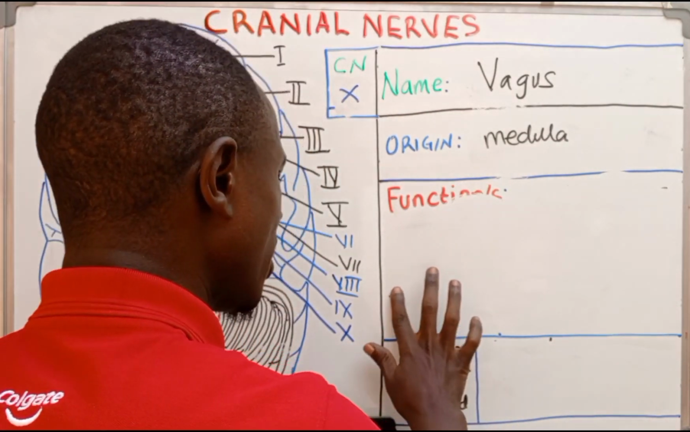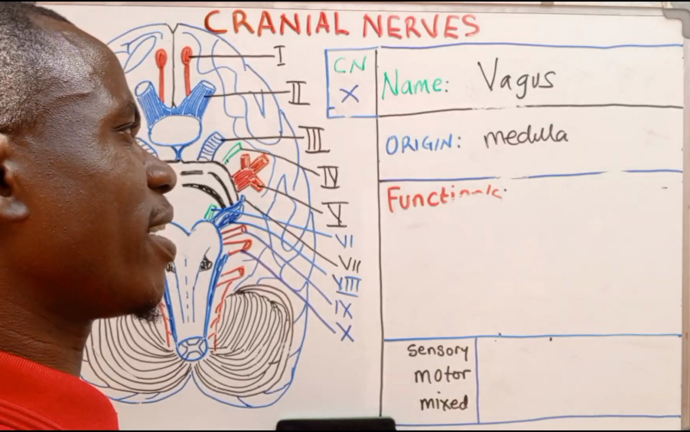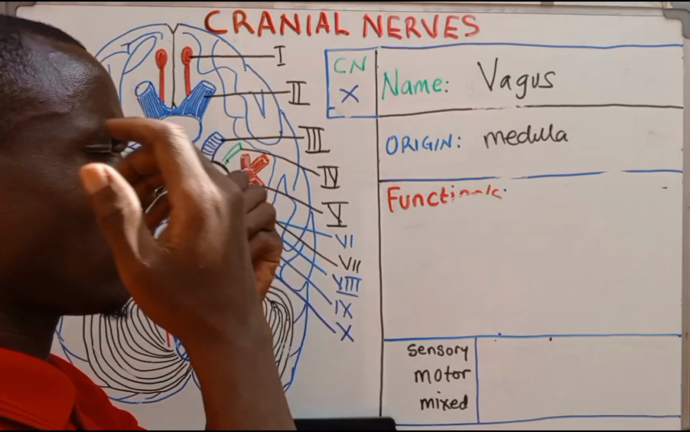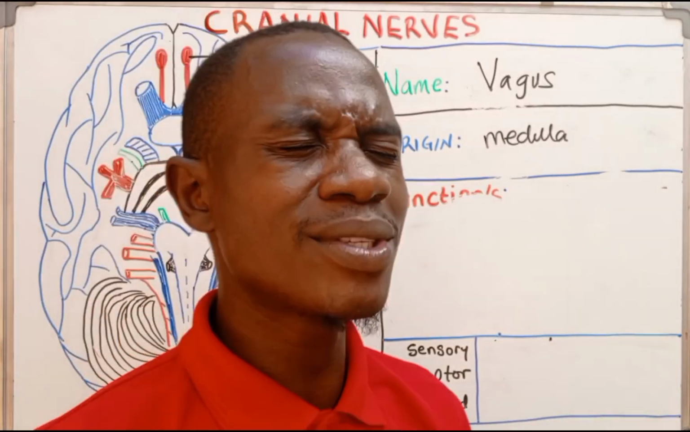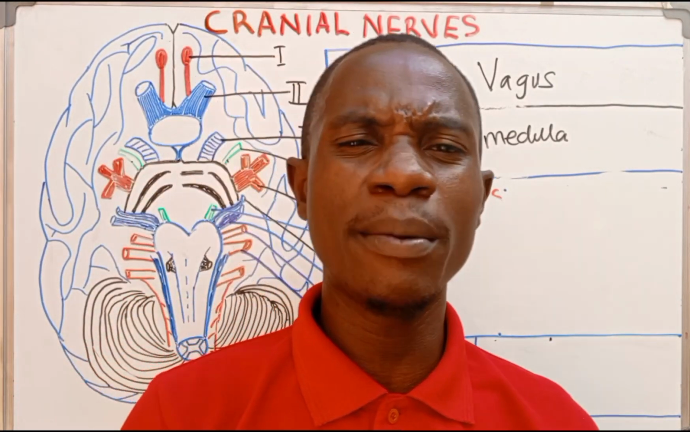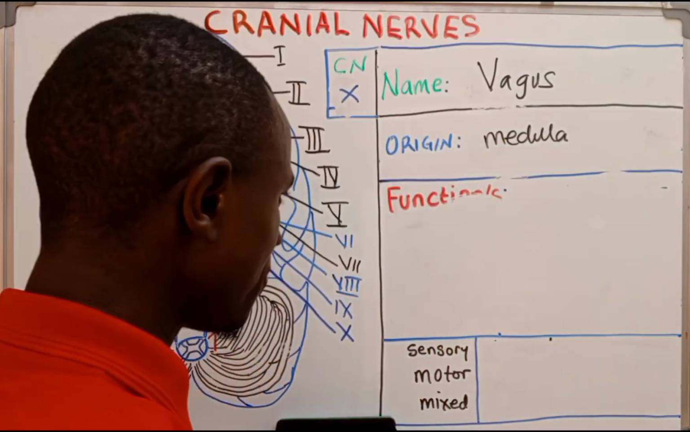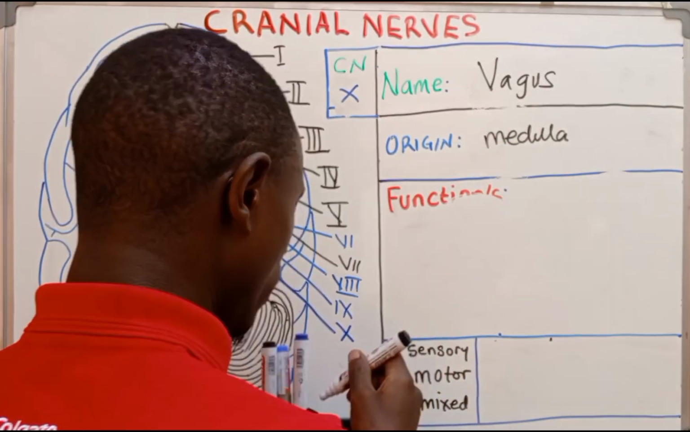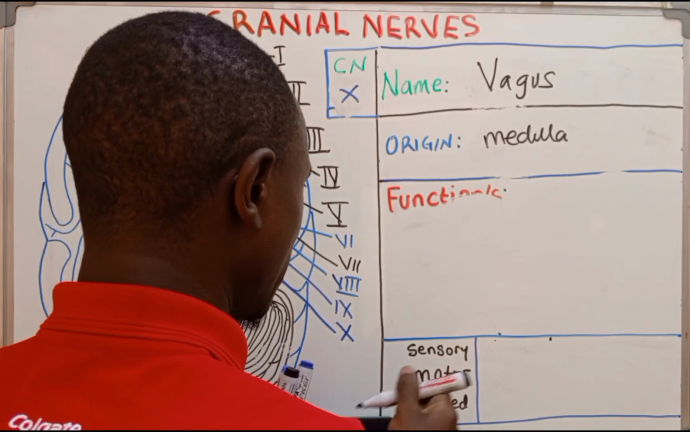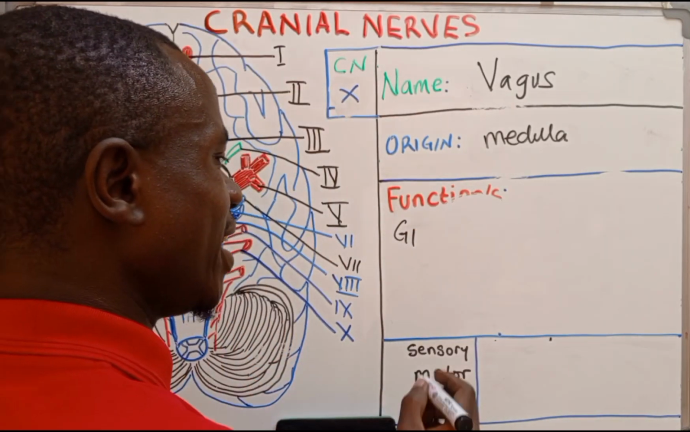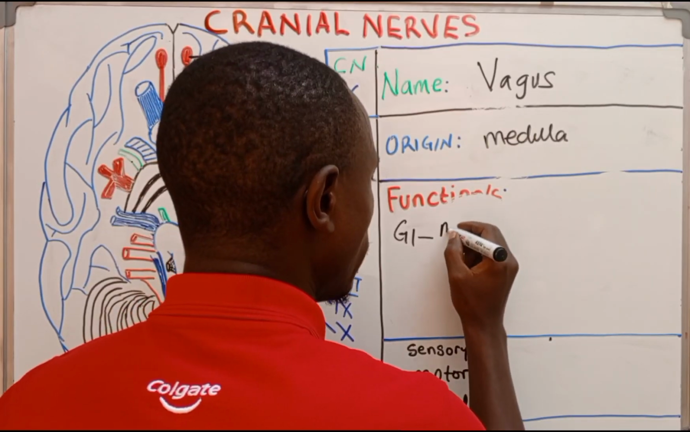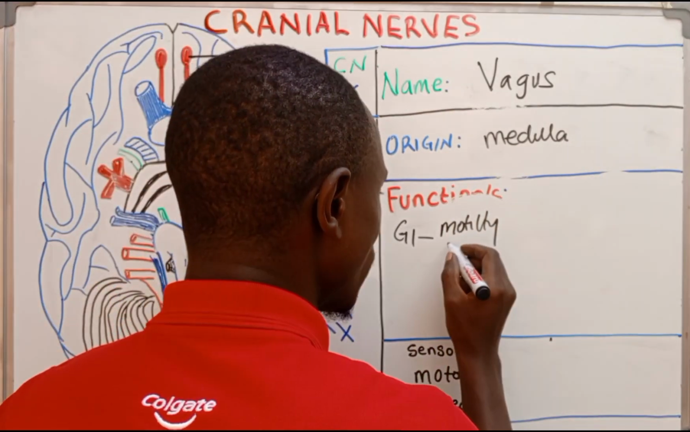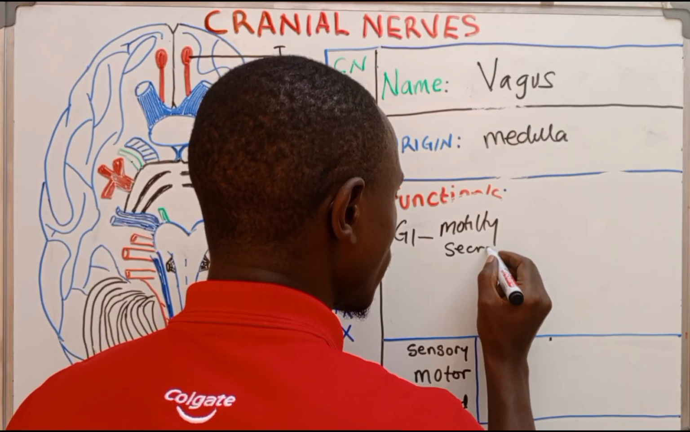What do you think is going to be the functions of this vagus nerve? I cannot mention them and finish. This guy does a lot of functions. He almost runs everywhere, every body part. For that reason, he is going to be helping in a lot of functions. For example, he's going to be aiding in what we call GI motility. He's also going to be helping in what we call the GI secretions.